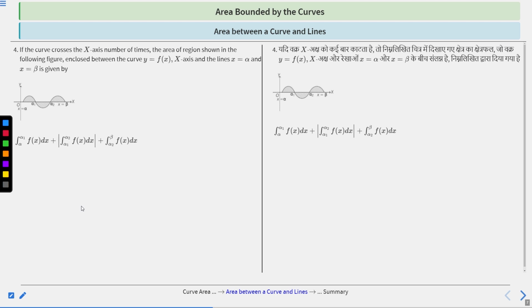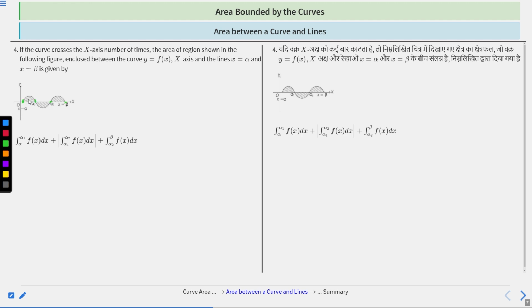Now let's move to the next one. So if the curve crosses the x-axis a number of times, the area of the region shown in the following figure enclosed between the curve y equal to f(x), the x-axis, and the lines x equal to alpha and x equal to beta is given by... You can see that, suppose this is x equal to alpha, this is alpha 1, alpha 2, and beta.